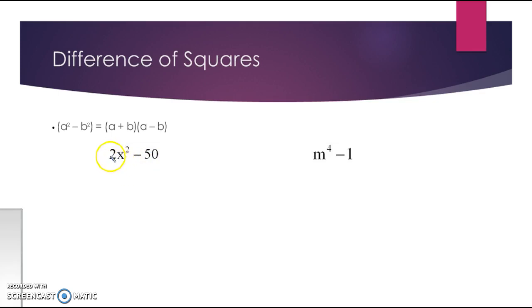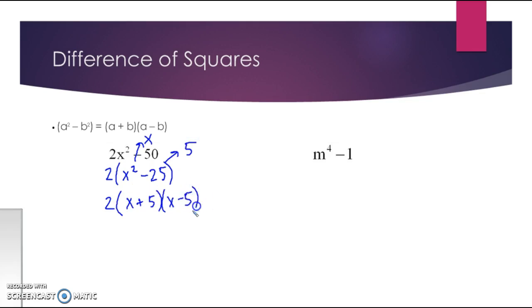So if we look at the first example, 2 and 50 aren't perfect squares, but I can take out a 2. And if I take out a 2, I get x squared minus 25. Now I have perfect squares. So that 2 stays part of my answer, and then the square root of x squared is x, and the square root of 25 is 5. So I have an x plus 5 and an x minus 5.